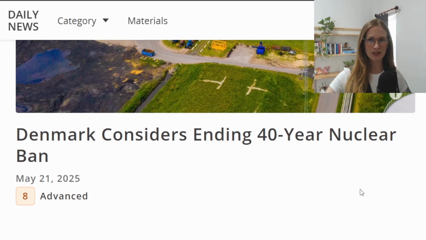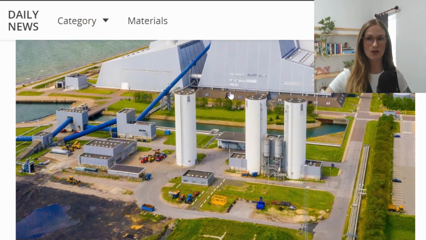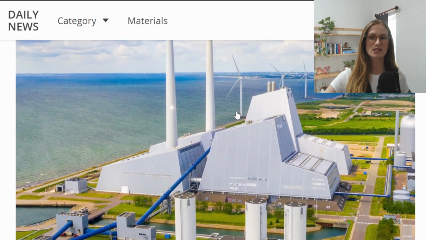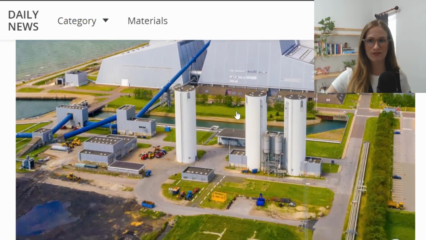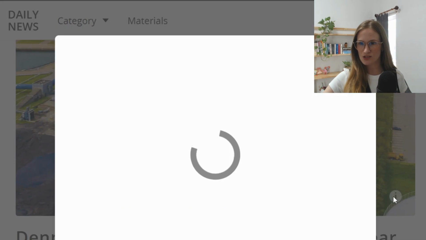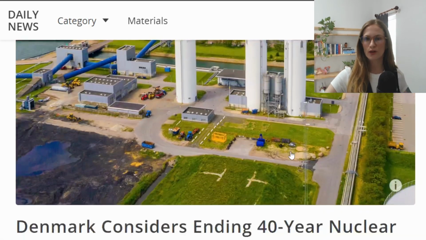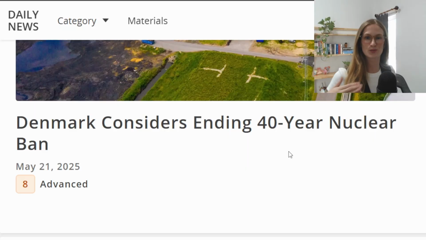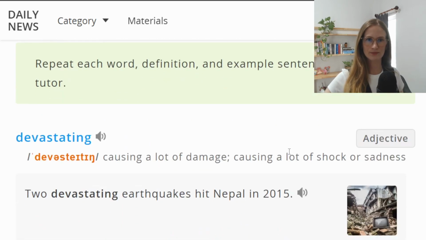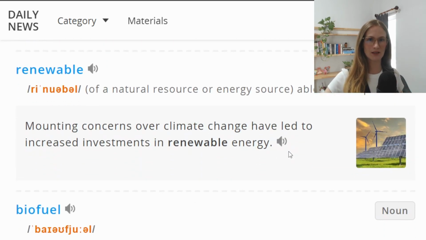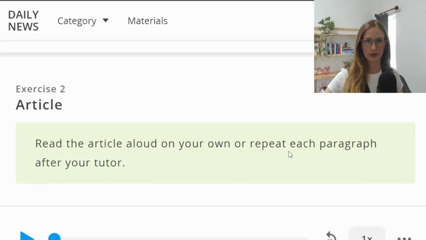And judging by the picture, I imagine this was a nuclear power plant in Denmark that is no longer used, hasn't been used for 40 years, but they are considering reopening it. I don't know that for sure, because it doesn't give us the source of the image, or does it? No, it doesn't give us the source of the image, so I'm guessing, okay? And we can imagine that this article is going to go through the pros and cons and why they are discussing this. Now, there is vocabulary, but I'm going to go through that as we go through the article.